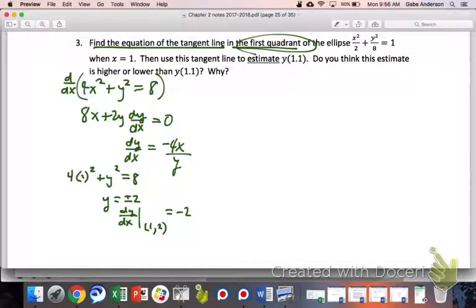And in the process of finding it, you found the point of tangency also, right? So, Lainey, what would your equation of the tangent line be? y minus 2 equals negative 2 times x minus 1. Looks great. Nice job. You guys have any questions so far?